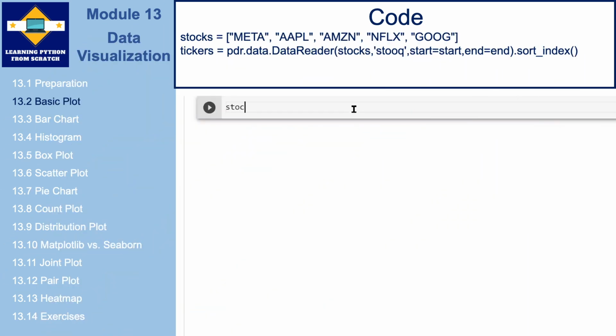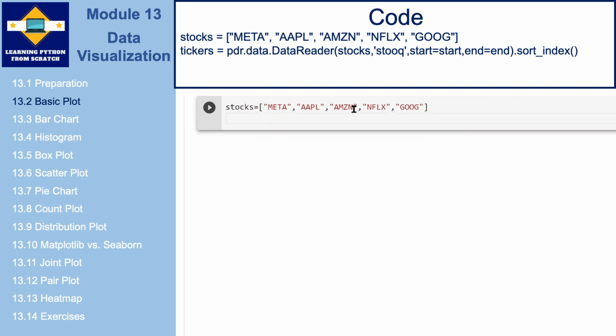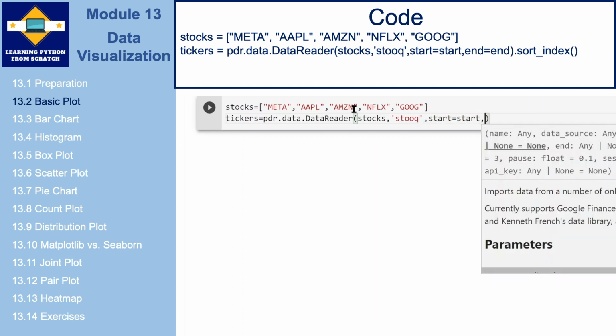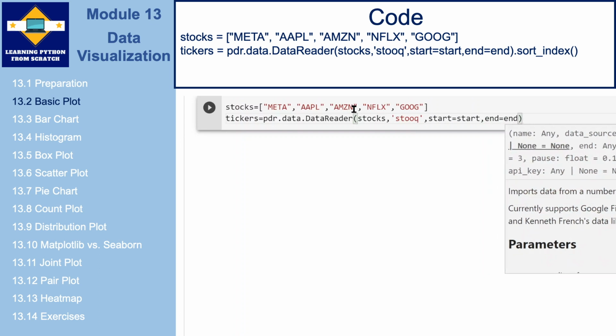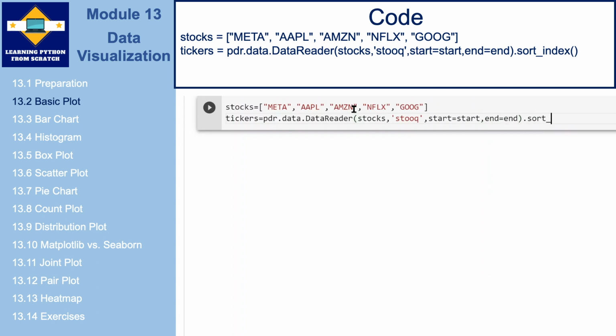Next, we are going to get the stock price for 5 stocks: Meta, Apple, Amazon, Netflix, and Google. So we're going to save these 5 tickers in a variable called stocks. So it means that we are going to use a list to collect the stock codes and retrieve the stock price data of the 5 stocks based on the list. Then we are going to save those data in tickers. And here we use a method called sort_index. The sort_index method will sort the data frame according to the index, which is the date in this scenario.